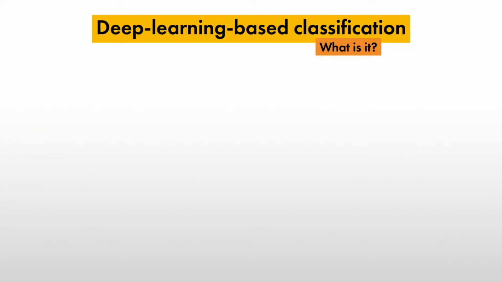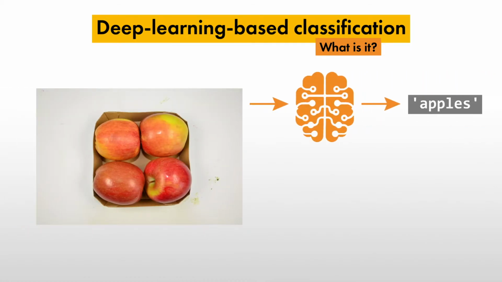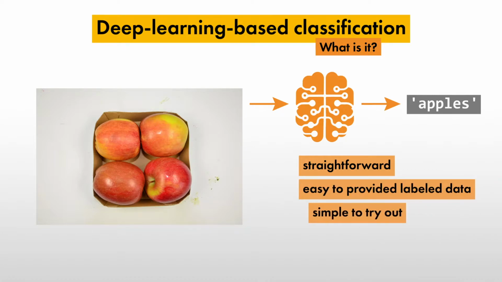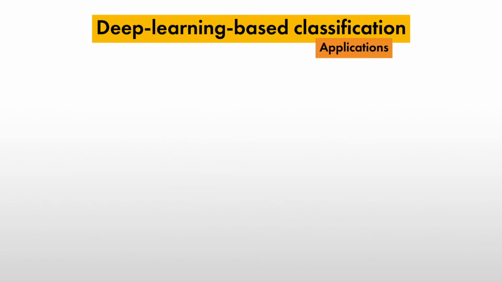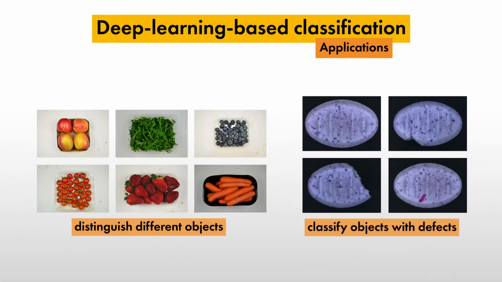First, what is classification? With classification, you input an image and in return get a label for the entire image. This straightforward approach makes it very easy to provide labeled data and simply try it out for your application. You can use classification to, for example, distinguish different objects, or classify objects with different defects. Deep learning classification can be especially useful when traditional machine learning reaches its limits, for example, with natural objects containing a lot of variation and complex features.